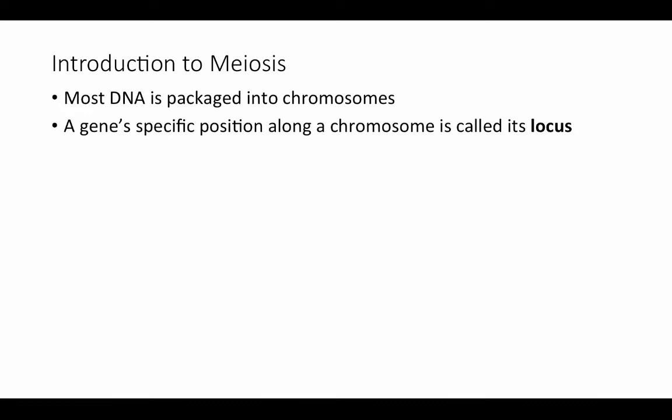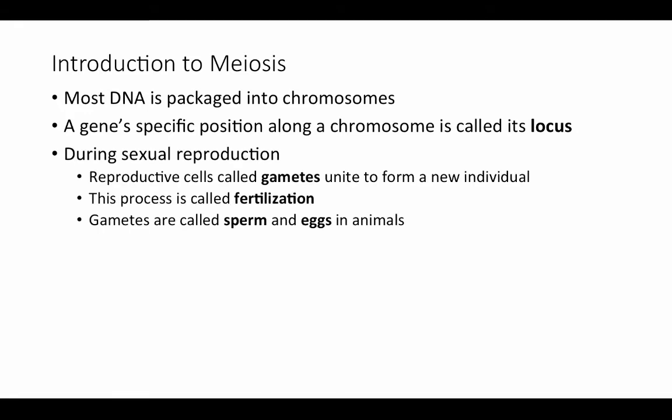So a gene's specific position along a chromosome is called its locus. So a gene has a particular location on a chromosome that's going to be consistent among all the members of that species. During sexual reproduction, reproductive cells called gametes unite to form a new individual, and this process is called fertilization. So gametes are called sperm and eggs in animals. These are the sex cells that are responsible for reproduction in sexually reproducing species.